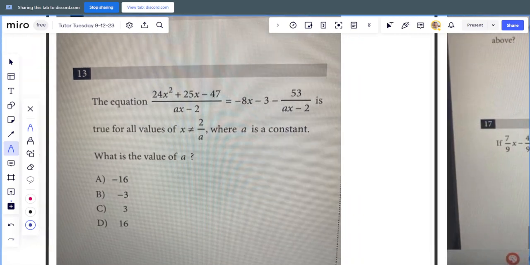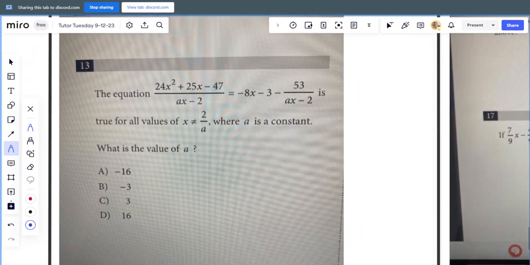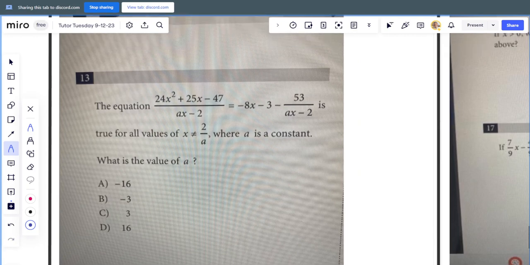Alright, whoever sent in this next question, ooh, this one is tough. Not like in difficulty once you know what to do, but you have to do a few steps to get it into the right format. The equation (24x² + 25x − 47)/(ax − 2) = −8x − 3 − 53/(ax − 2) is true for all values of x where x does not equal 2/a. Oh my god. What is the value of a?